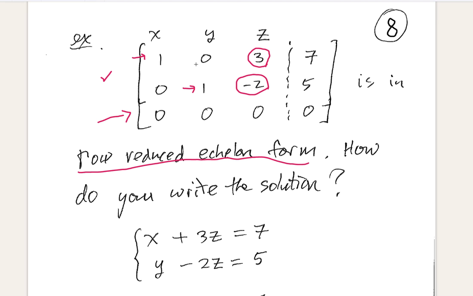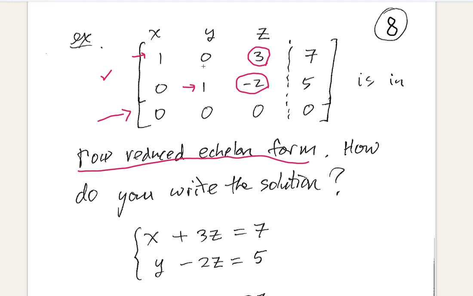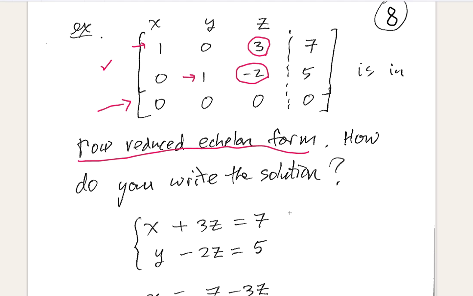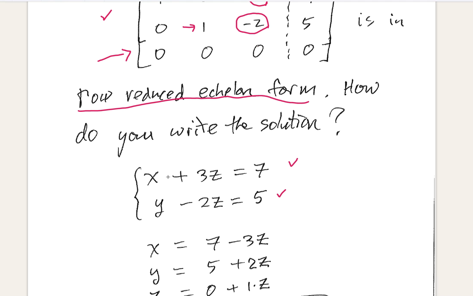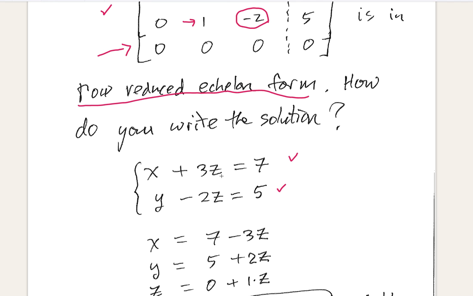Let's go ahead and translate for us here. The last row is worthless, right? It's 0 equals 0. But the first row is saying x plus 3z equals 7, okay? The second row is saying y minus 2z equals 5. Do you see how it's easy to solve for x and y in terms of z? Okay, this is what I'm going to do. I'm going to add negative 3z on each side and add 2z on each side in the second one.